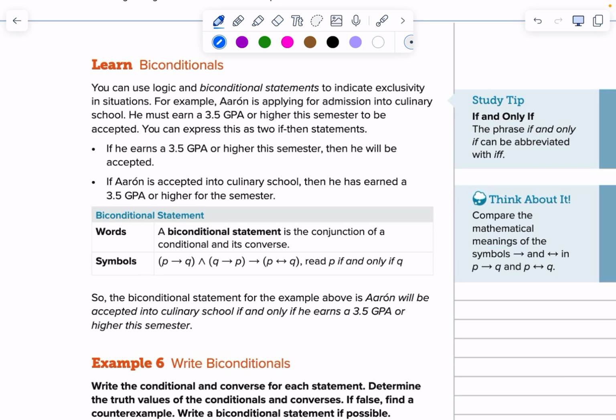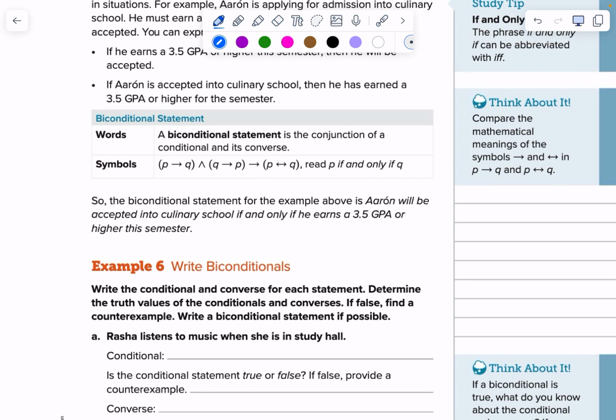Last thing. This is what Zach was just talking about. Okay? All right, we were just saying above that you have a conditional statement, which is the if-then, and then you have the converse, right? Write this off to the side. Conditional is P then Q, converse is Q then P.